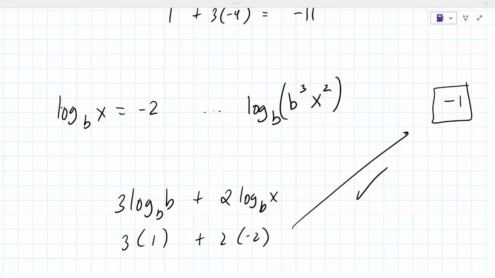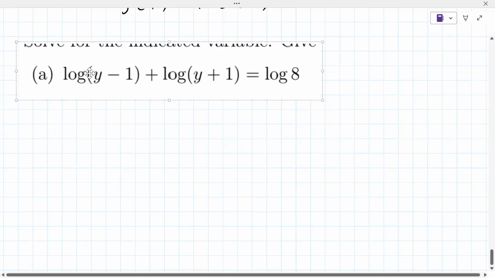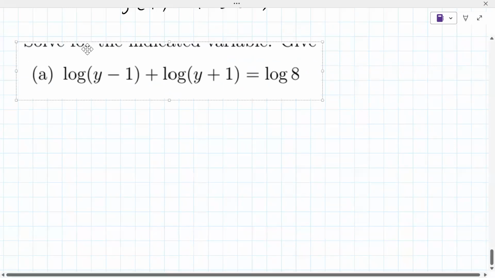Okay, so for A, go ahead. What were you going to say? For A, since they all have the same base, wouldn't they cancel out? And wouldn't you just be left with the y minus 1 plus the y plus, wait, hold up. We don't want to do that.